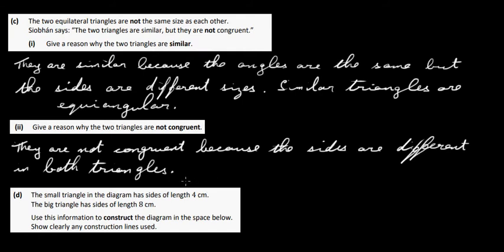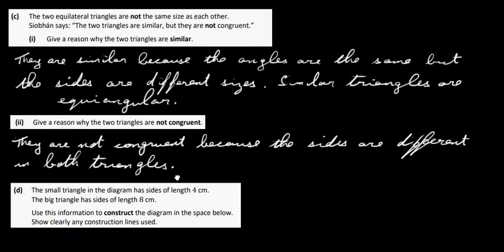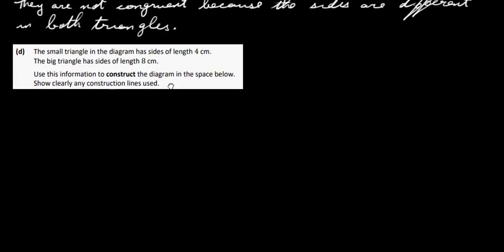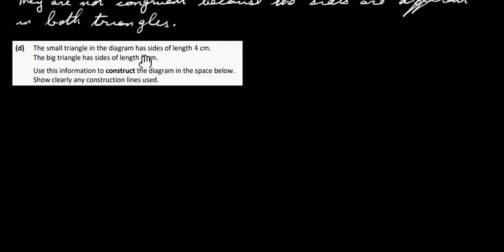Congruent triangles are equiangular, but the sides are the same size as well. So they're not congruent in this case because the sides are different in both triangles. Now the small triangle in the diagram has sides of length 4. The big triangle has sides of length 8.